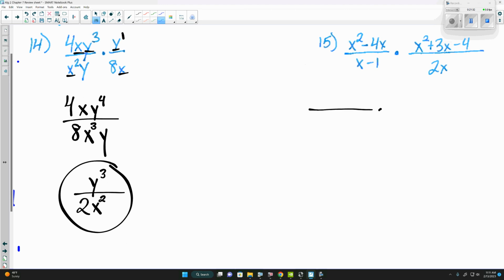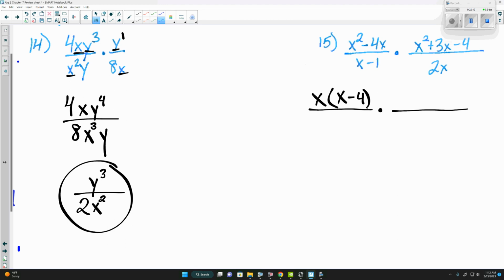15. Since we have polynomials, more than one term on top and bottom of each rational expression, we need to factor them first. So x squared minus 4x. They have a greatest common factor of x. So we can factor it out. If we factor an x from x squared, we have x minus 4. x times x minus 4. And that's all we need to do because x minus 4 is as simplified as it gets. We factored everything out.